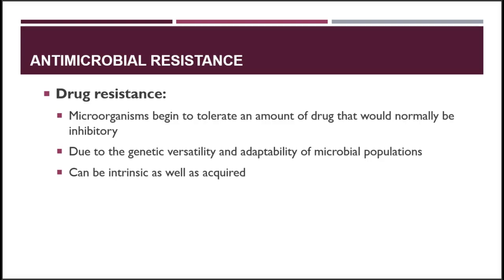So, drug resistance can be acquired in a number of ways. Essentially, microorganisms begin to tolerate a certain amount of drug that would normally inhibit its growth or kill the organisms. And this happens because microorganisms are very versatile and adaptable. They reproduce very rapidly, and that means that mutations tend to happen more frequently.